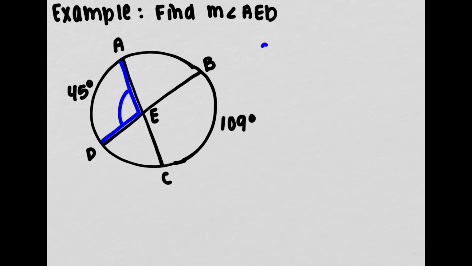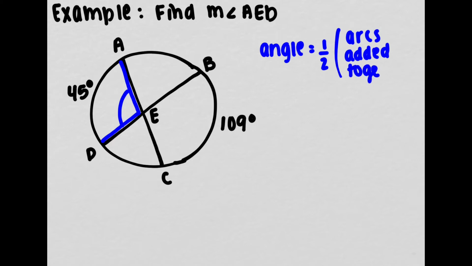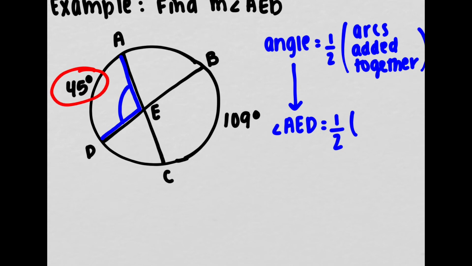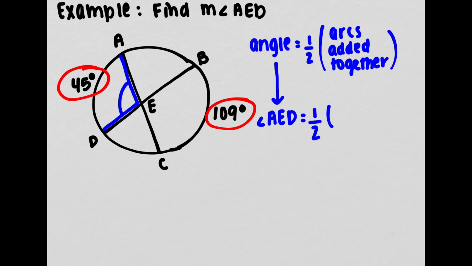And remember, I told you that the angle is equal to 1/2 of the arcs added together. So I don't know what my angle is. That's what I'm looking for, but I am going to replace it with the letters AED, and it's equal to 1/2. Now I need to figure out what my arcs are, and luckily here they're given. So I have one arc as 45, and I have the second one as 109. I don't need to find anything else. I have both arcs. So I'm going to put that into the equation. I'm going to do 45 plus 109.